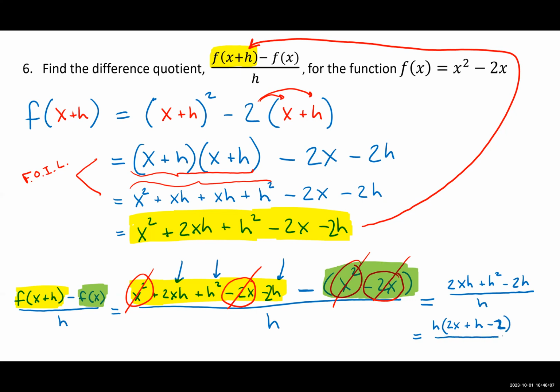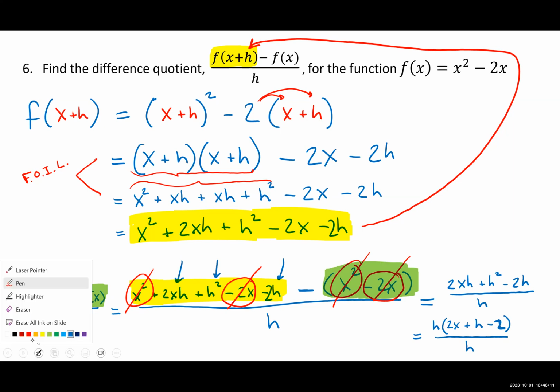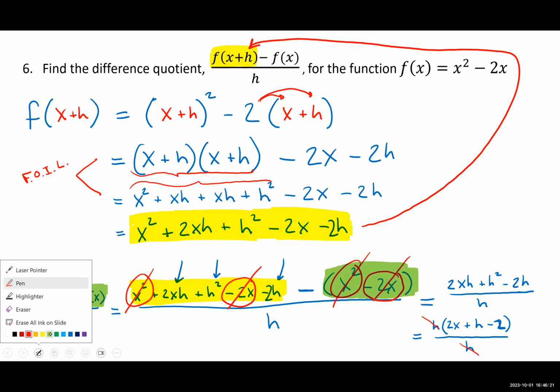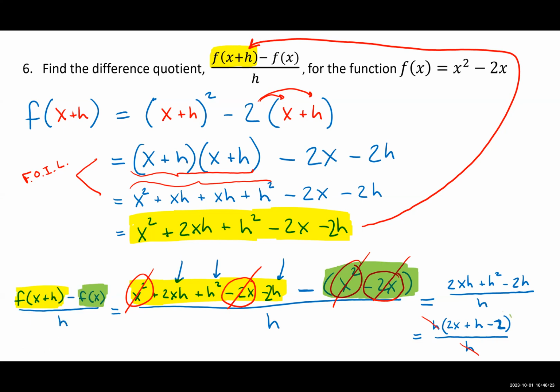And then we still got the h on the bottom, but factoring out that h now allows us to cancel the h top and bottom. And so our final answer, really running low on room here, but I'll just circle it. Our final answer will be 2x plus h minus 2.